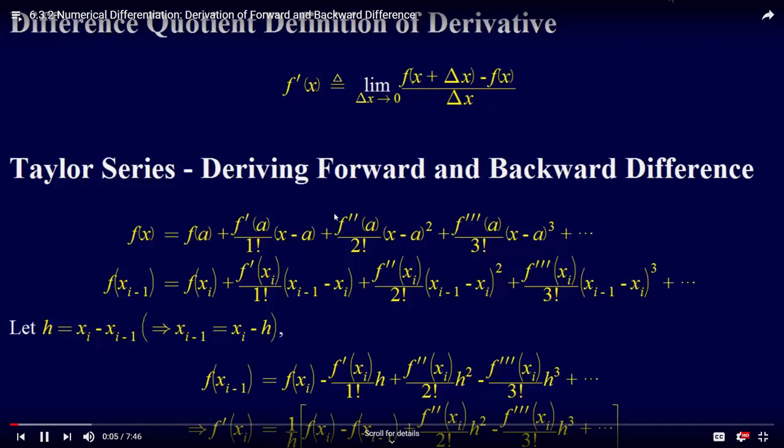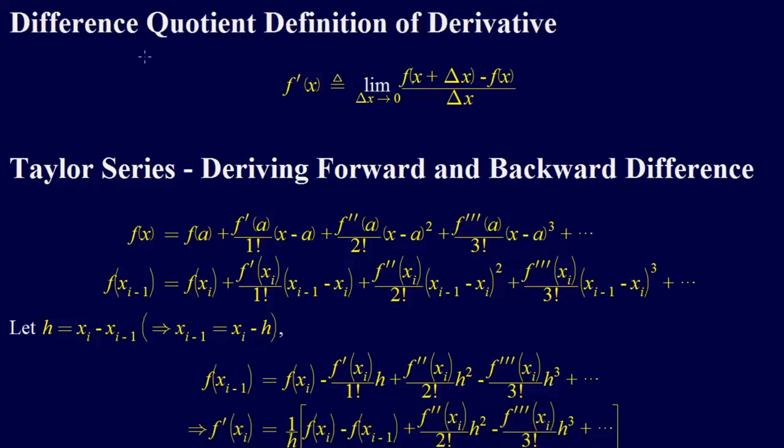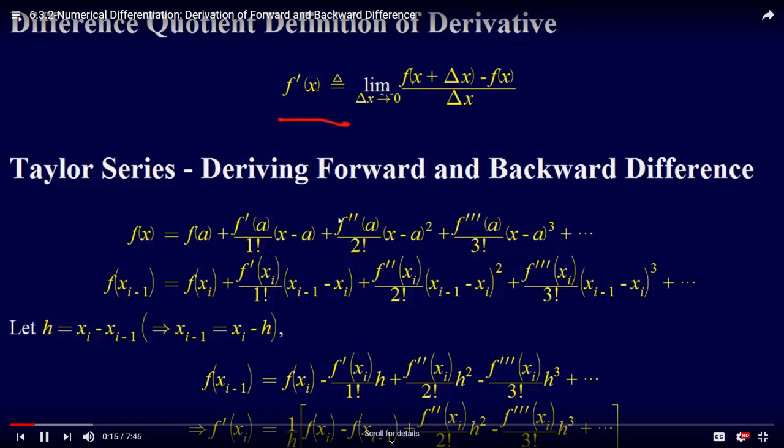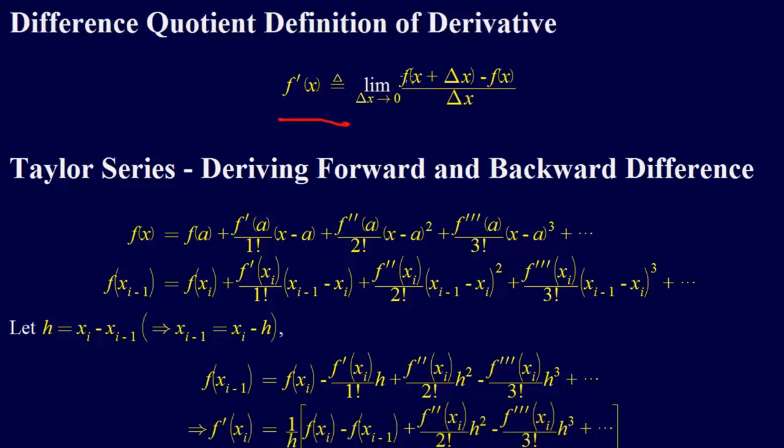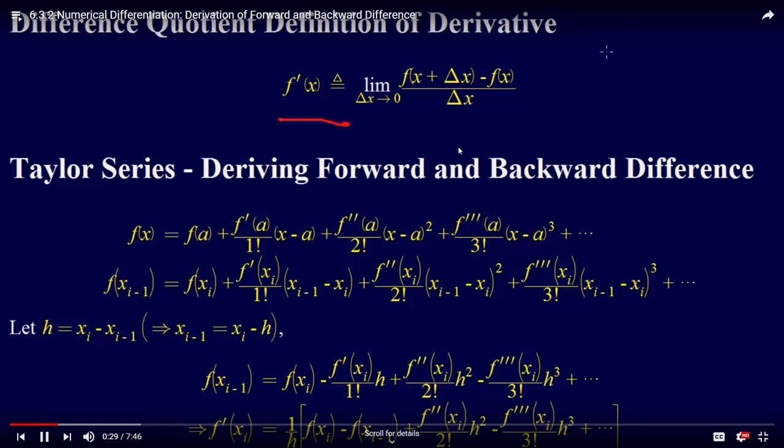Let's get started then with numerical differentiation. The first thing we can do is just look at the definition of the derivative that we got in calculus. This is the difference quotient definition of the derivative. It says f prime of x was defined as the limit as delta x goes to 0 of f of x plus delta x minus f of x, all over delta x. Now you may ask, what happens if delta x is not 0, if it's some finite value? We can answer that question by going to the Taylor series.